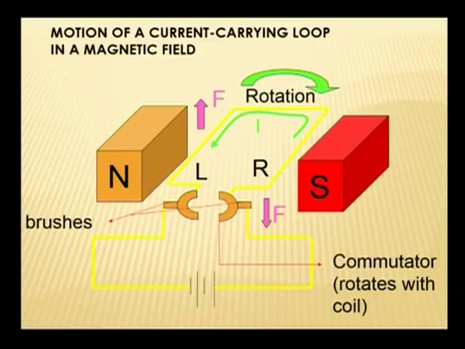So, this is a schematic diagram which shows the motion of a current carrying loop in a magnetic field. As I already explained, it represents the north pole of a magnet, it represents the south pole of a magnet, and this is the conductor or the metal coil. It is connected to brushes, and then the brushes are connected to a power supply. Once the power supply is given, it rotates in the magnetic field.